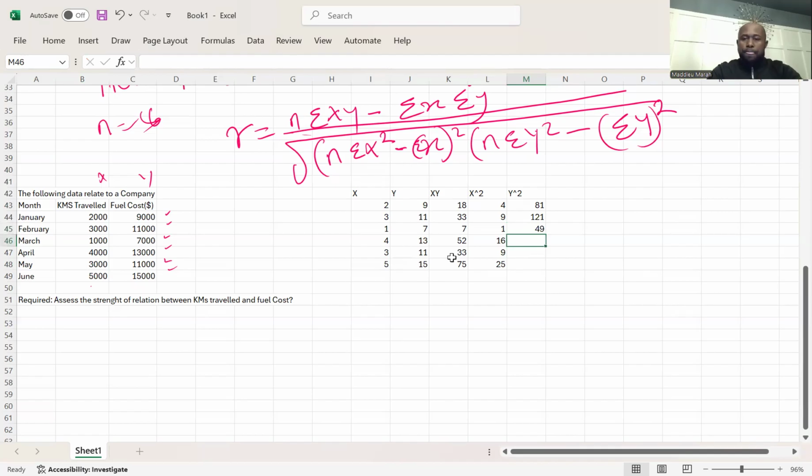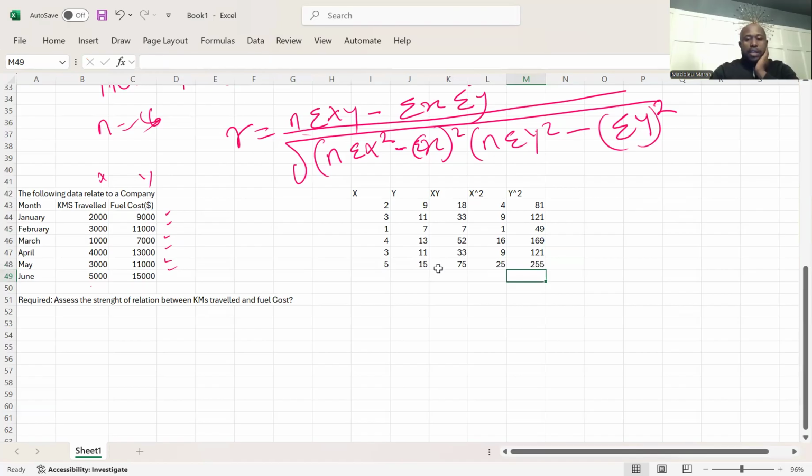And 13 raised to the power 2 is 169. Are you with me? Use your calculator. You do it by yourself, okay? Use your calculator. And 11 raised to the power 2 is 121. And finally, we have 15 raised to the power 2 is 225.